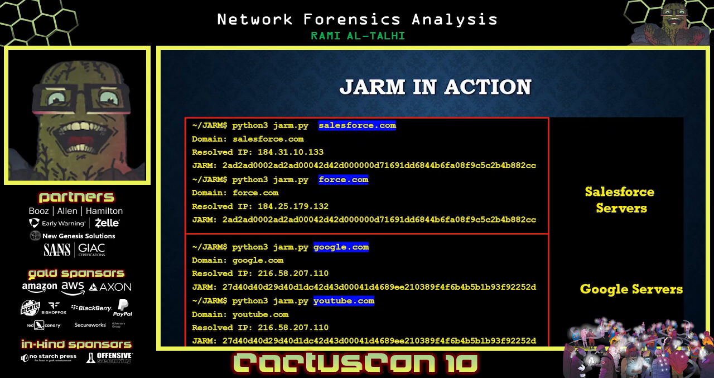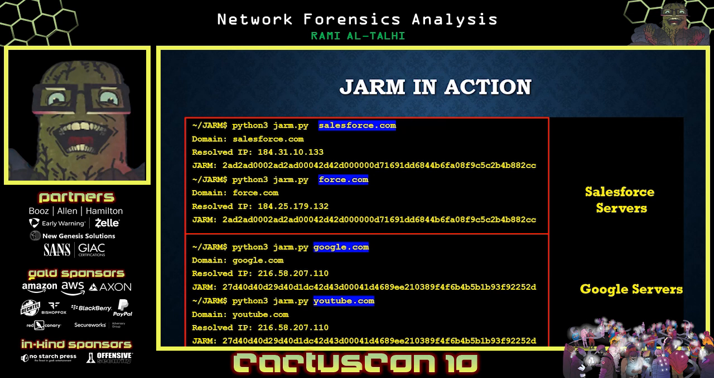So here we have two different examples. We have the Salesforce servers and we have Google servers. We can see in the upper part of this picture that we have executed the JARM Python script against Salesforce, salesforce.com, and also force.com. Both of them share the same TLS configuration. Now we have a single unique JARM fingerprint, which indicates the same TLS configuration. So we are dealing with the same entity.